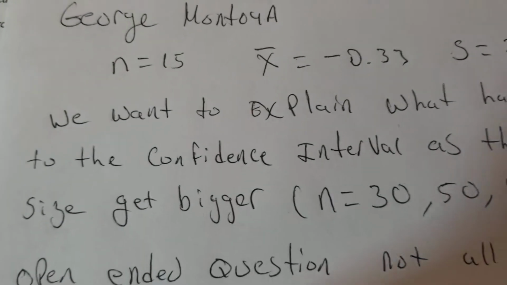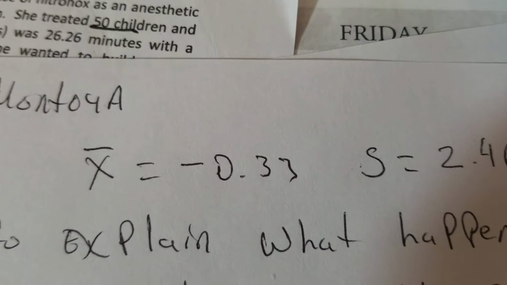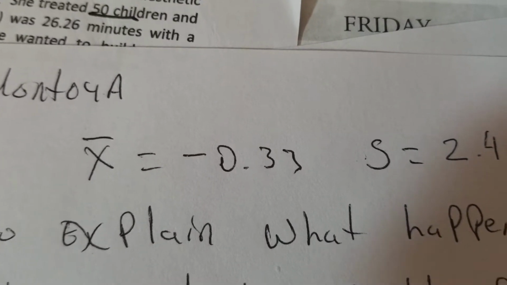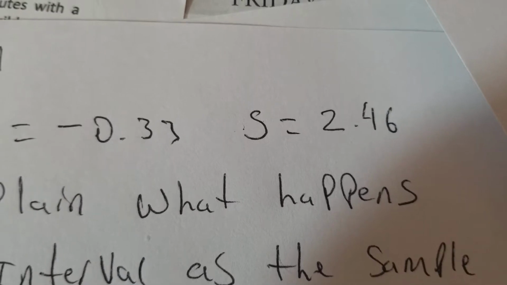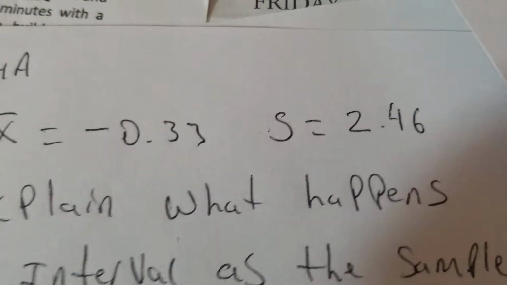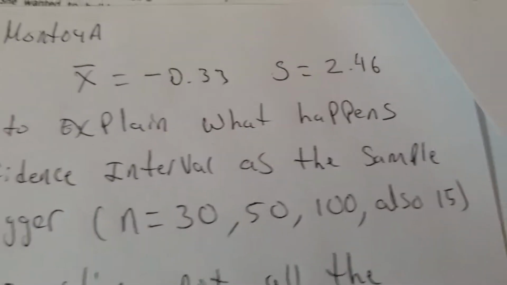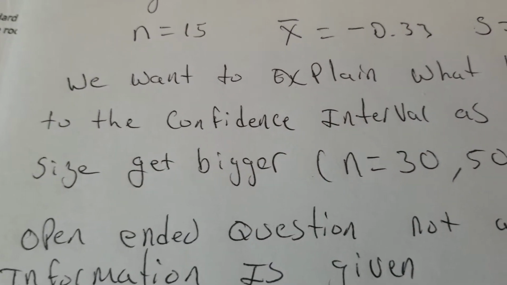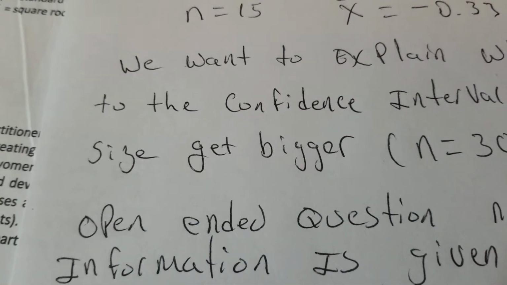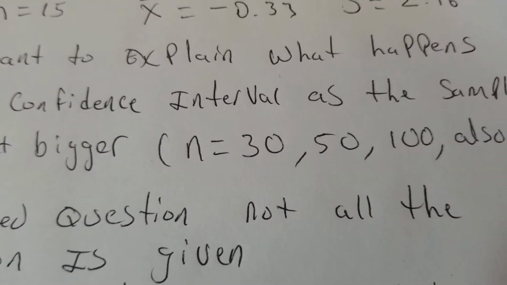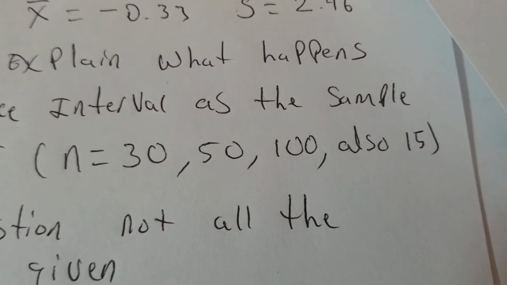Right now I know that my n is equal to 15, my x bar is equal to negative 0.33, and my sample standard deviation is equal to 2.46. Now we want to explain what happens to the confidence interval as the sample size gets bigger. So we want to do 30, 50, 100, and also 15.